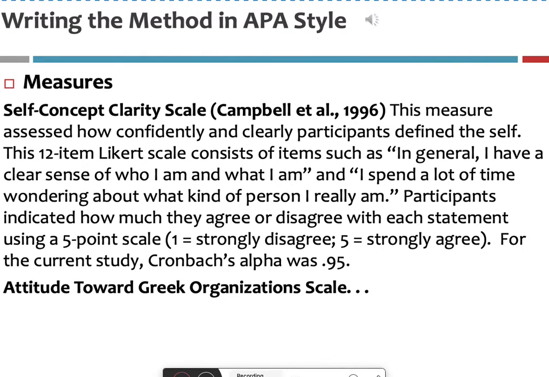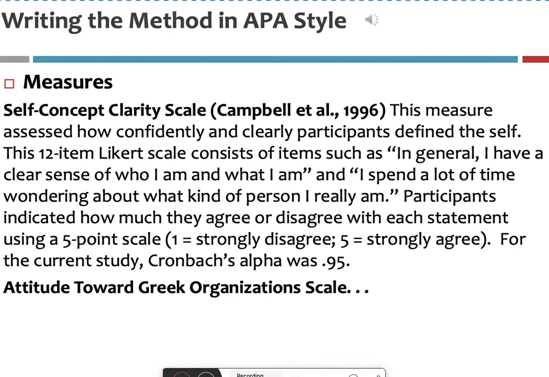Another section in your method would be a description of your measures. On this slide, we're seeing just a sample description of one of the measures that was used. They're describing the self-concept clarity scale here. You want to say what the scale is measuring. You want to describe how many items are included in the scale. You want to give a sample or a couple of sample items. You want to tell the readers whether the scale was a 1 to 5 scale or a 1 to 7 scale. In this case, it was 1 to 5, with 1 being strongly disagree and 5 being strongly agree.